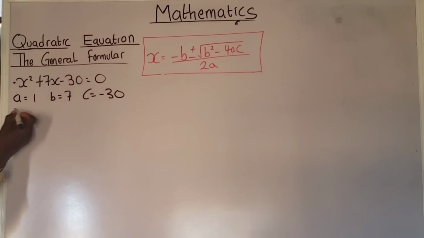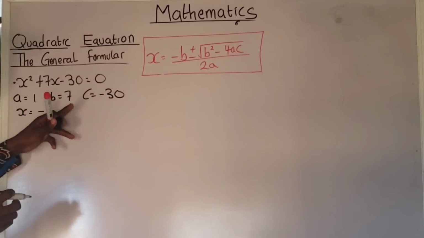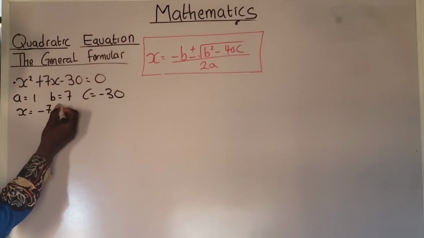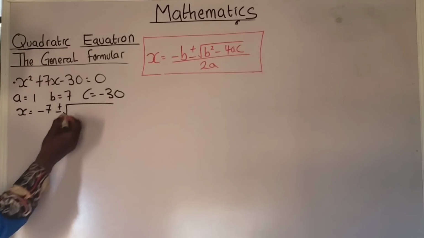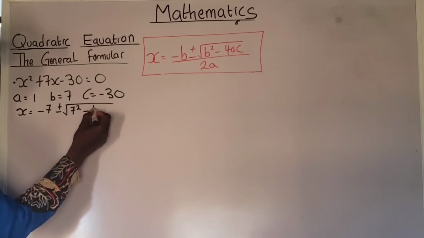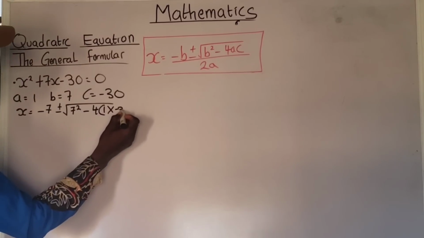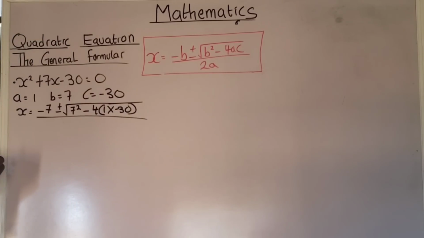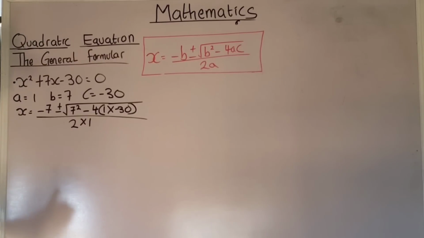Okay, so here x will be equal to minus b. b is what? 7. You can see minus b. b is 7, so I'm going to have minus 7 plus or minus the square root of b squared. b is what? 7, so I'm going to have 7 squared minus 4 multiplied by a. a is 1. 1 multiplied by c. c is negative 30. Do you understand? Okay, so all this over 2 multiplied by a, which is 1. Do you understand? Okay, now we've gotten to this point. What's next?